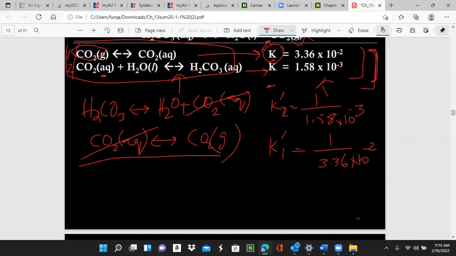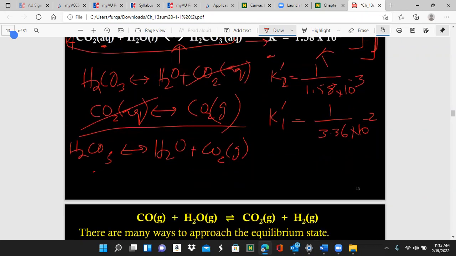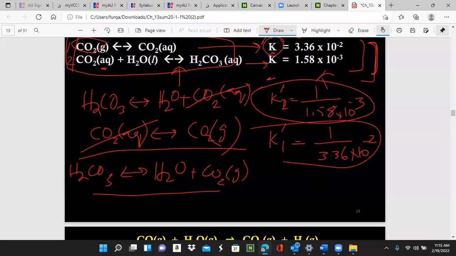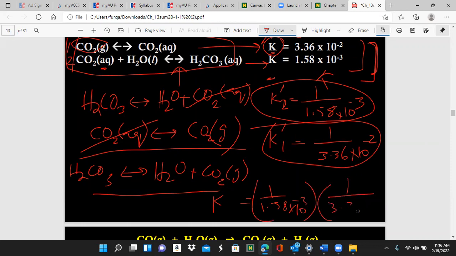So now I have to add this together to get the desired equation, which is H2CO3 going to H2O plus CO2 in the gaseous form. Right? When I'm adding the equations, I have to multiply the equilibrium constants. So in order to get the K value for this equation, I have to do 1 over 1.58 times 10 to the power minus 3 times 1 over 3.36 times 10 to the power minus 2. So you'll multiply it and you'll get the answer then.